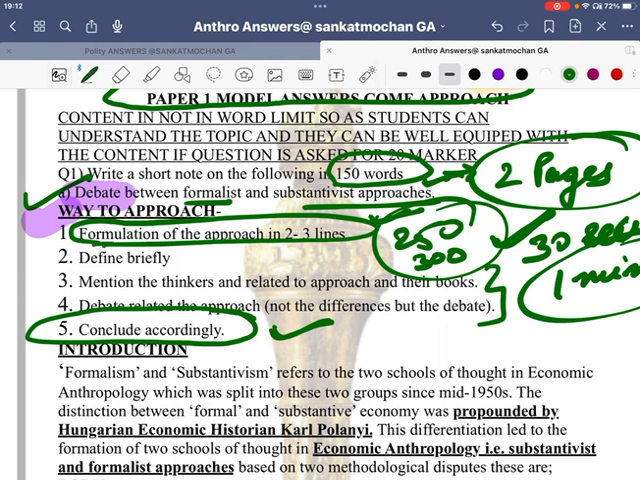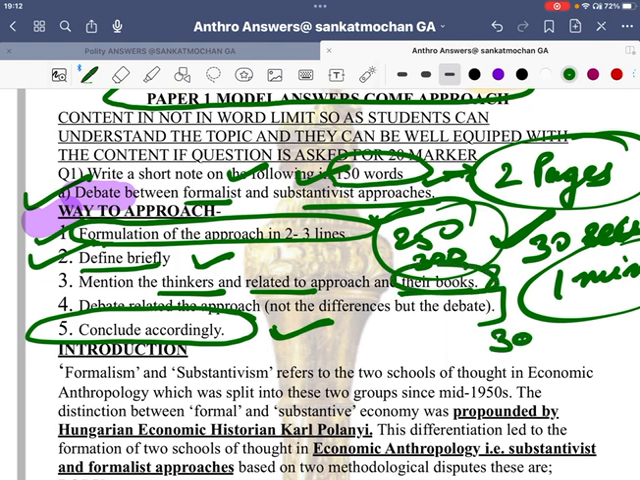So the approach is the formulation of the approach in 2-3 lines. Define briefly what is the formalist and what is the substantivist approach. I hope you're getting this till now. Recall it. Introduce, then define briefly. Then mention the thinker. See why we require the thinker. In approximately more than 85 to 90 questions, you have to mention the thinker who has given the approach, or who is related to the approach, or in fact who has used the approach at a later time. And their books. These are the marks that a topper scores and goes above 300 plus. If you need to go 300 plus, you cannot leave it. This is very important. I hope you got it.